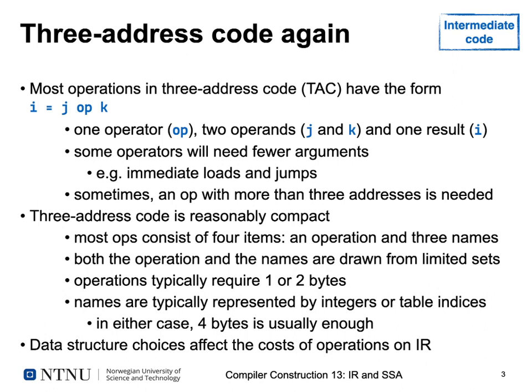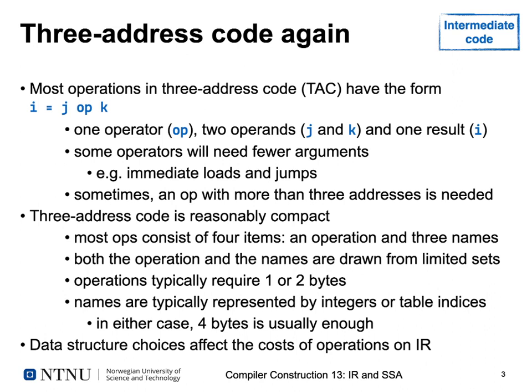Both the operation and the names are drawn from limited sets, so you only have a limited set of operations in your programming language or in your intermediate representation, and you have a limited set of names, for example, variable names or numerical constants. Storing an operation typically requires 1 or 2 bytes, and names are typically represented by integers or indexes into a symbol table. So whatever you use, 4 bytes is usually enough for storing each name.